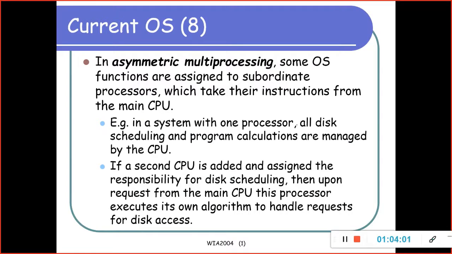So in asymmetric multiprocessing, some OS functions are assigned to subordinate processors, which take instructions from the main CPU. In each instance with one processor, all the scheduling and program computations are managed by the CPU. If a second CPU is added and made responsible for this scheduling, then upon request from the main CPU, this processor executes its own algorithm to handle requests. Meaning in asymmetric processing, you have a main CPU, which is the top of the hierarchy, and of course you have a secondary CPU, third CPU, and so on.